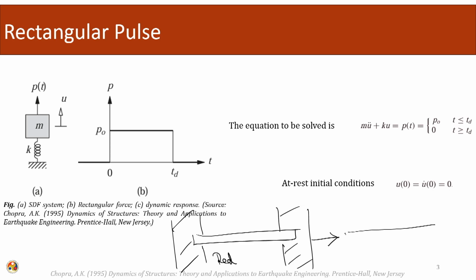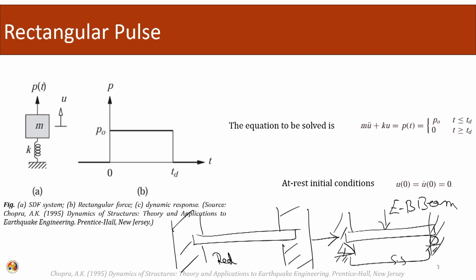So we will make our beam. Normally we model our beam as a Euler-Bernoulli beam, what is known as the Euler-Bernoulli beam formulation, and the boundary condition we can approximate using the simply supported condition, or we can approximate using the fixed condition, depending upon the type of fixity.